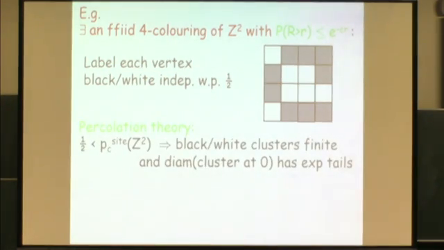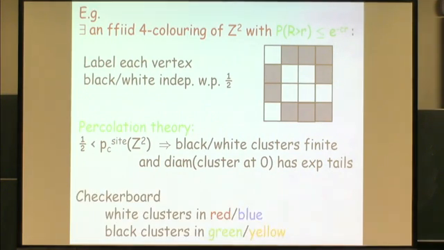Then percolation theory tells you that because 1/2 is smaller than the critical probability for site percolation on Z^2, the black and white clusters are finite. So here's a white cluster, or part of one, and here's part of a black cluster. And what's more, they're rather small. The diameter of the cluster containing the origin has exponential tail decay.